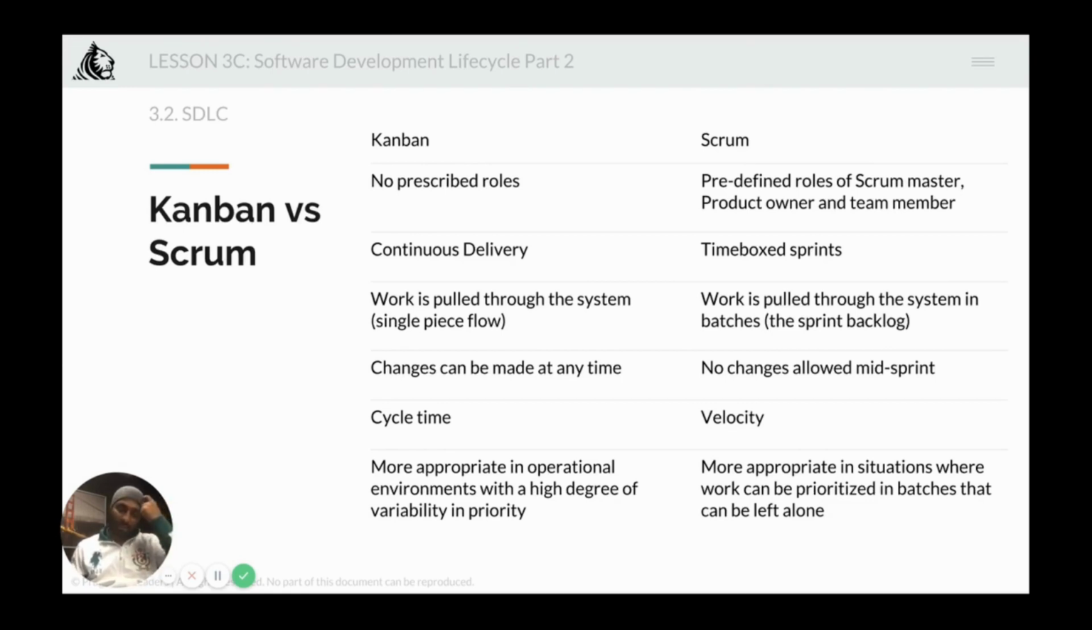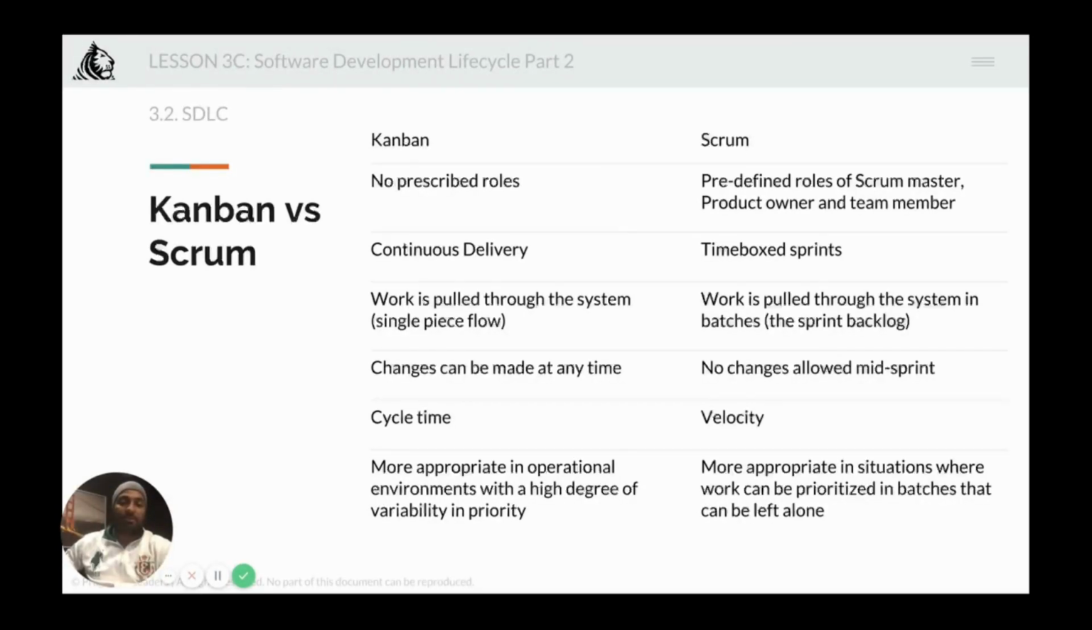Because, as I said earlier, it was based on the assembly line, and the assembly line doesn't believe in batches; it believes in continuous delivery, right? And work is pulled through the system piece by piece. There's a single piece flow. It is not a batch flow, and changes can be made at any time because there's only one item which is moving from left to right. Correct. And the way to measure Kanban is actually cycle time. How long does it take for a single item on average to move from the leftmost column to the rightmost column, right?